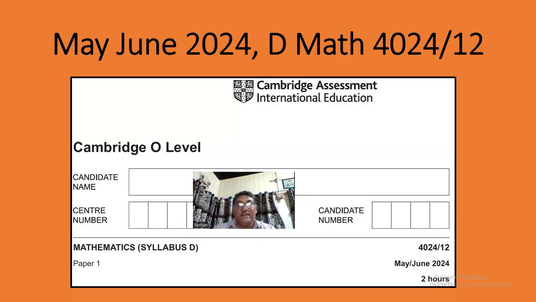Mathematics Syllabus D. The code of this subject is 4024. Today we have set our hearts to solve a paper 1 of this subject, and for this purpose we have selected the May-June 2024 paper 1-2.